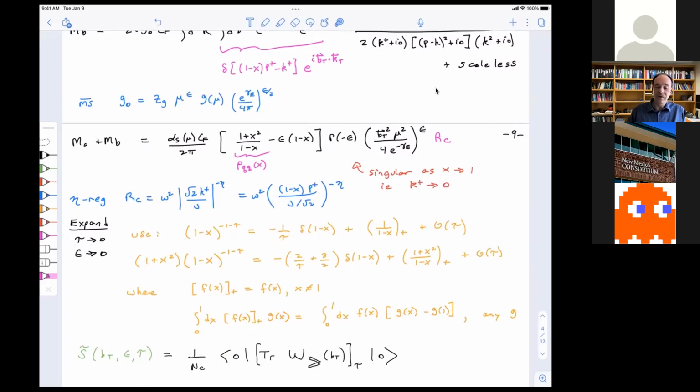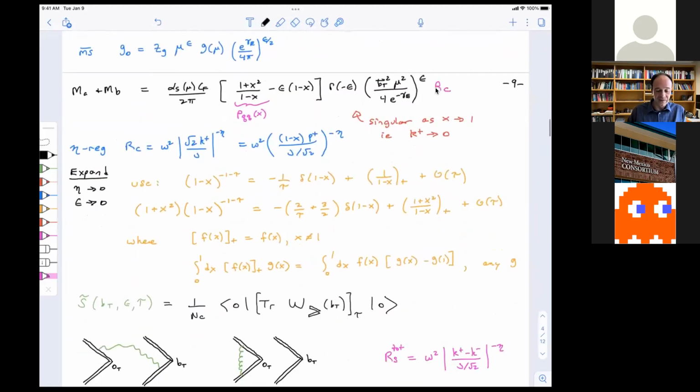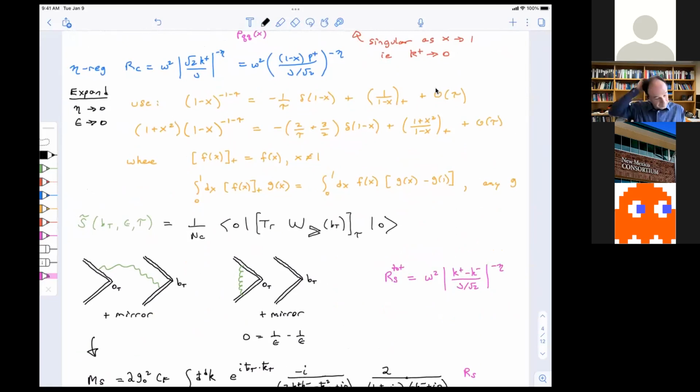Okay, so that's some useful math because it allows us to take this formula up here. We put in that regulator factor with this (1 minus x) to the minus eta. Now we can just do a series expansion like we want. We want to expand not in tau, but eta goes to 0 in our case, and then epsilon goes to 0. So I'll come back and show you the results for that in a minute. But let's first talk about the soft function.